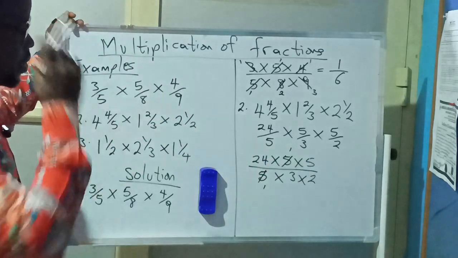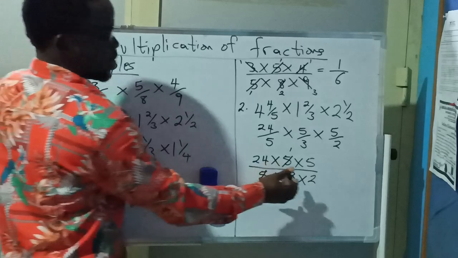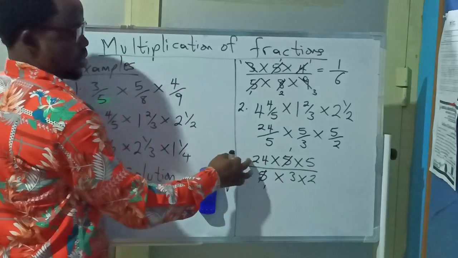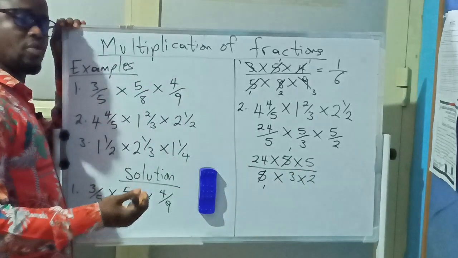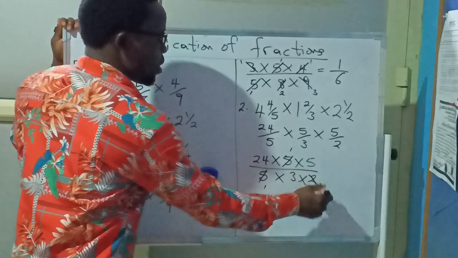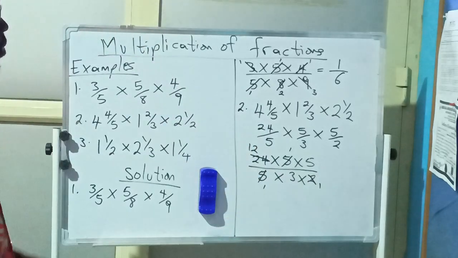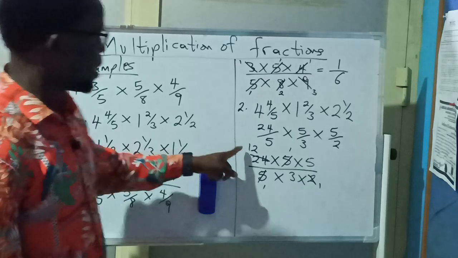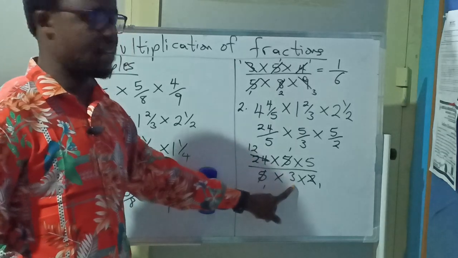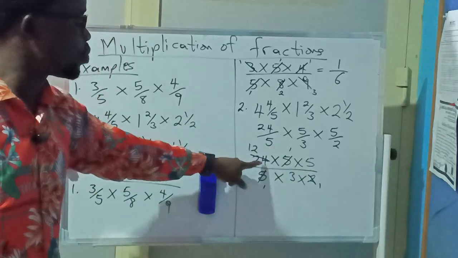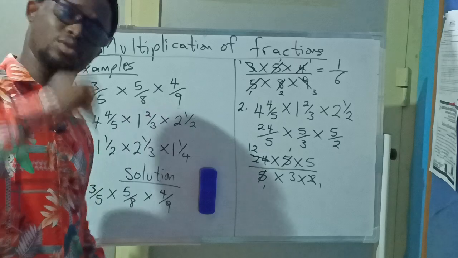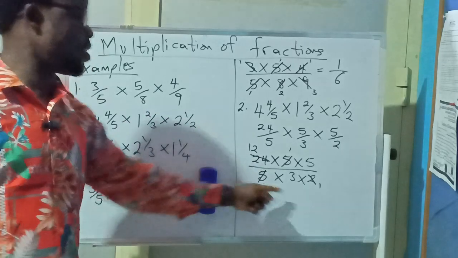What again? Now if you check, 2 and 24 can be divided. They have the same common factor, 2. 2 here is 1, 2 here is 12. So what again? Let's check. Now you discover that 12 and 3 can be divided. Now don't say because you have divided it once, you cannot divide it. You can continue to divide it as long as it's still divisible.